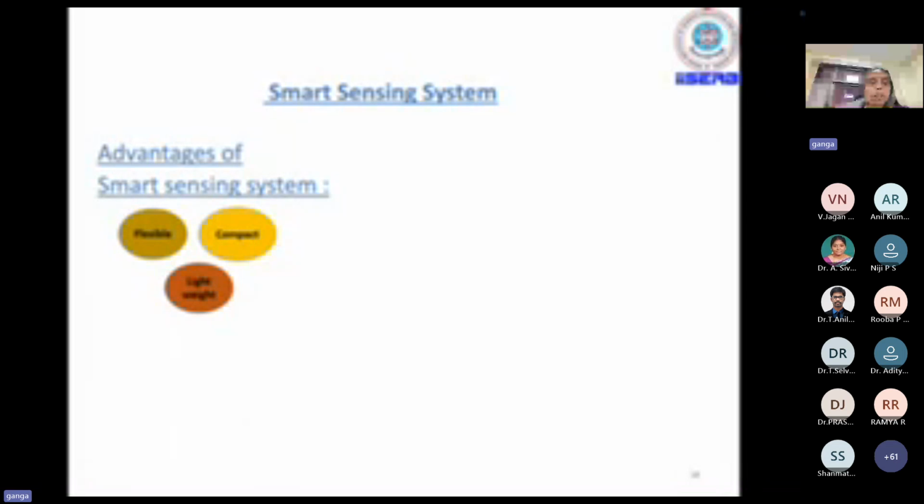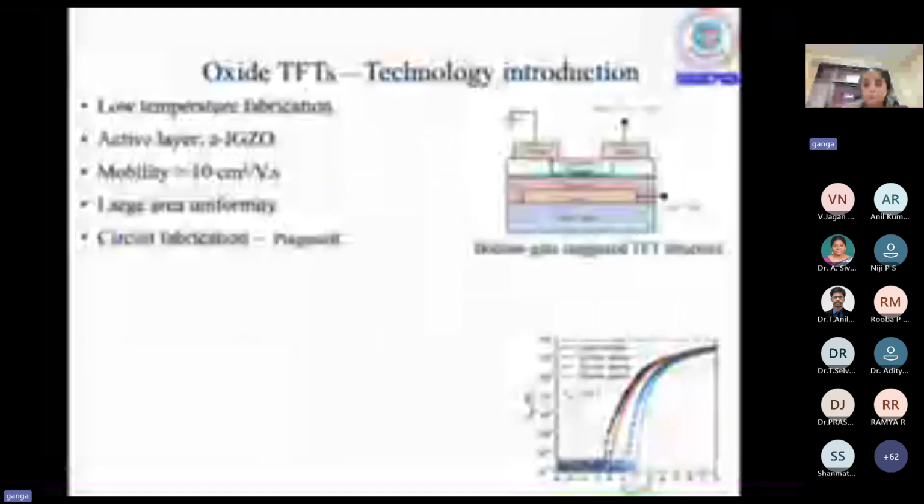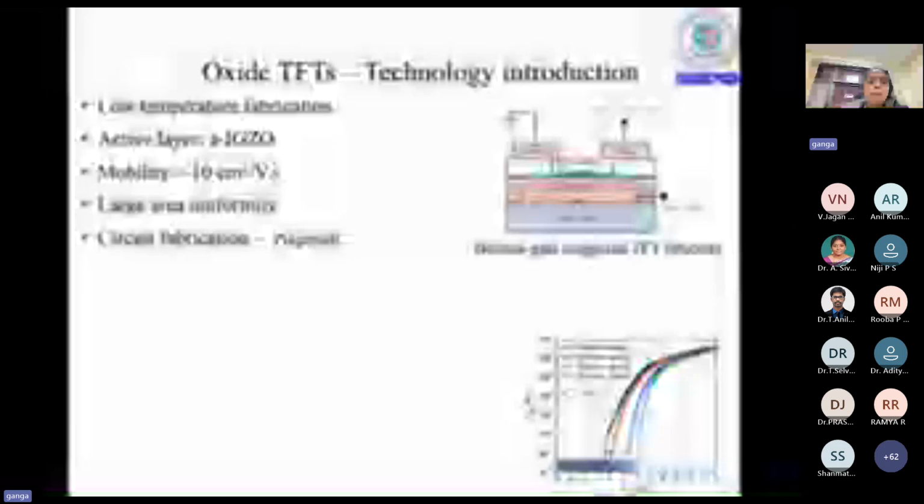Then we also see a few advantages of these smart sensing systems and their requirements. Basically, they should be flexible, compact, and lightweight. And they should be, of course, cost-effective, reliable, and robust. To implement flexible electronics, we can't use conventional silicon technology. Why? The fabrication temperature is about 1000 degrees for silicon, so flexible substrates can't withstand it.